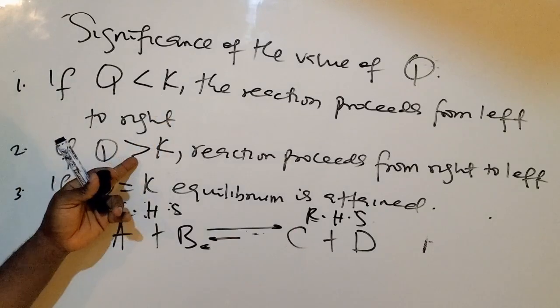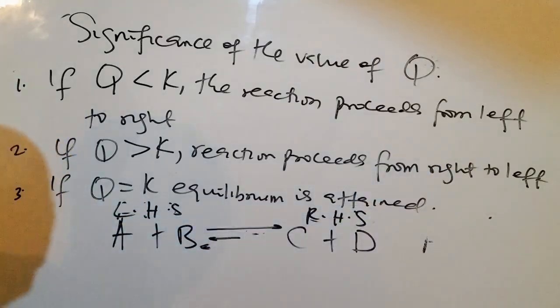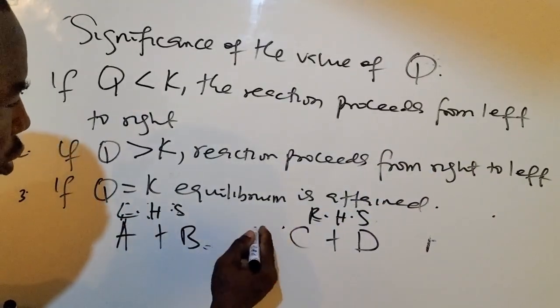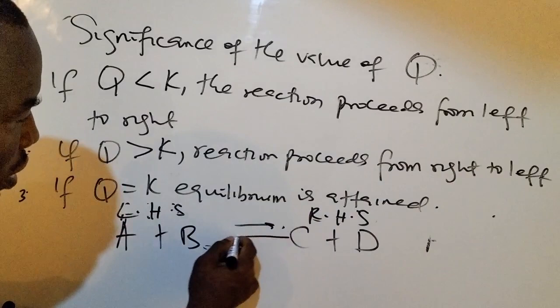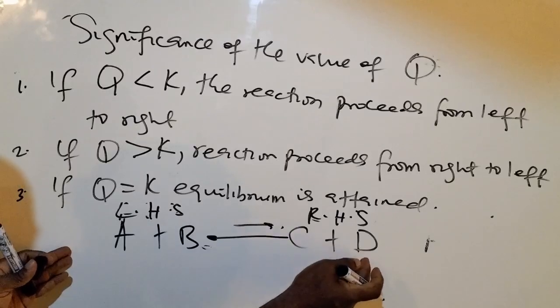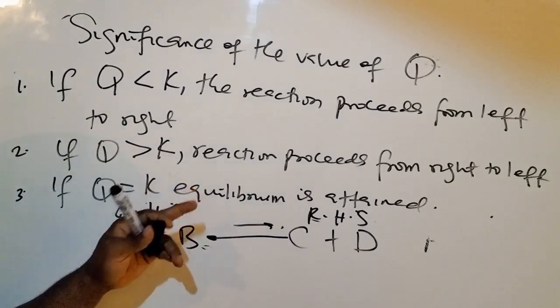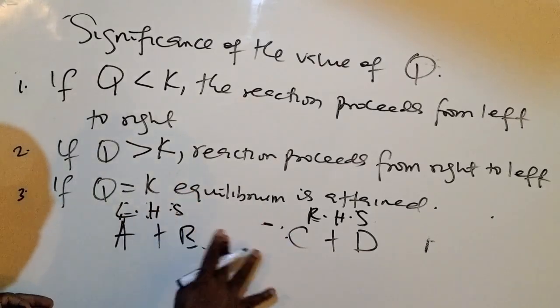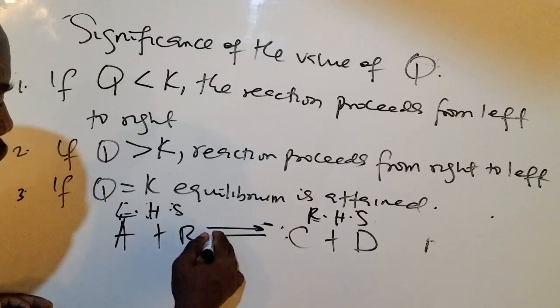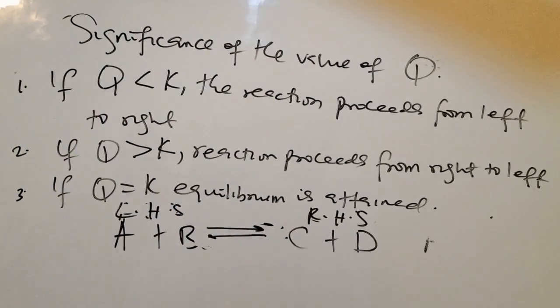Then if Q is greater than the equilibrium constant, the reaction proceeds from right to left. That means the backward reaction is favored, getting more reactants than products. But if Q is equal to K, the reaction is at equilibrium. That means the two rates become equal to each other. So we can go ahead with our calculations meant for A-level students.